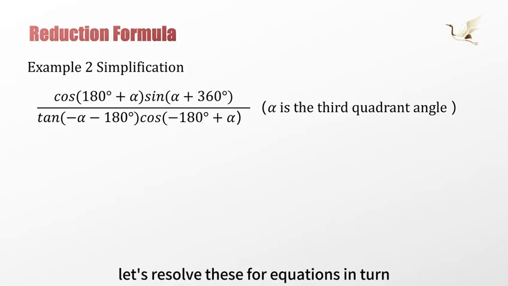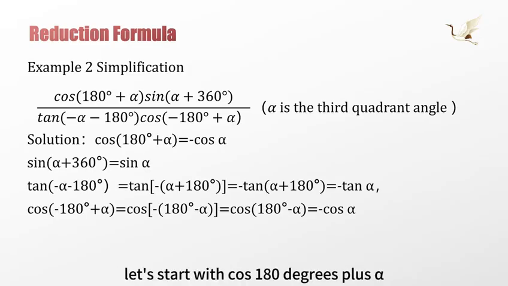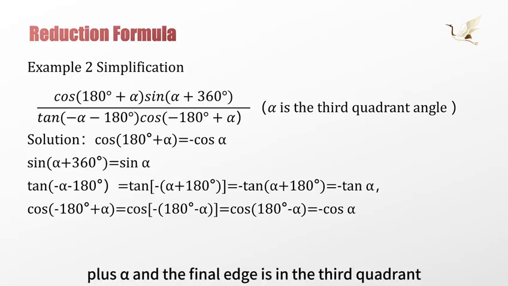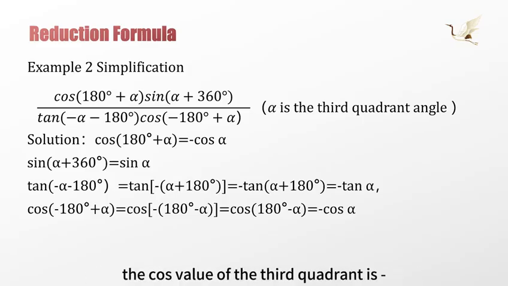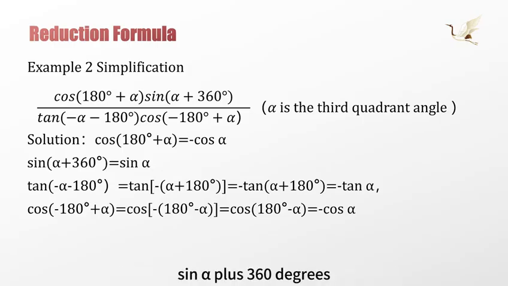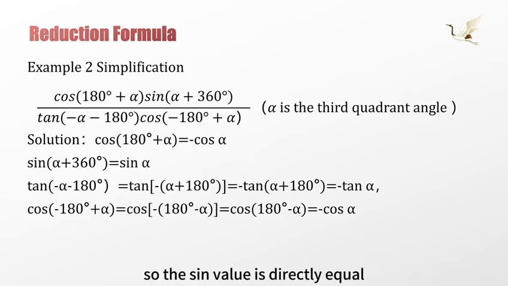Let's resolve these 4 expressions in turn. Let's start with cosine 180 degrees plus alpha. We regard alpha as an acute angle, and the terminal edge of 180 degrees plus alpha is in the third quadrant. The cosine value of the third quadrant is negative, so its simplification result is negative cosine alpha. Let's look at the second term of the numerator, sine alpha plus 360 degrees. According to Formula 1, alpha plus 360 degrees has the same terminal edge as angle alpha, so the sine value is directly equal.